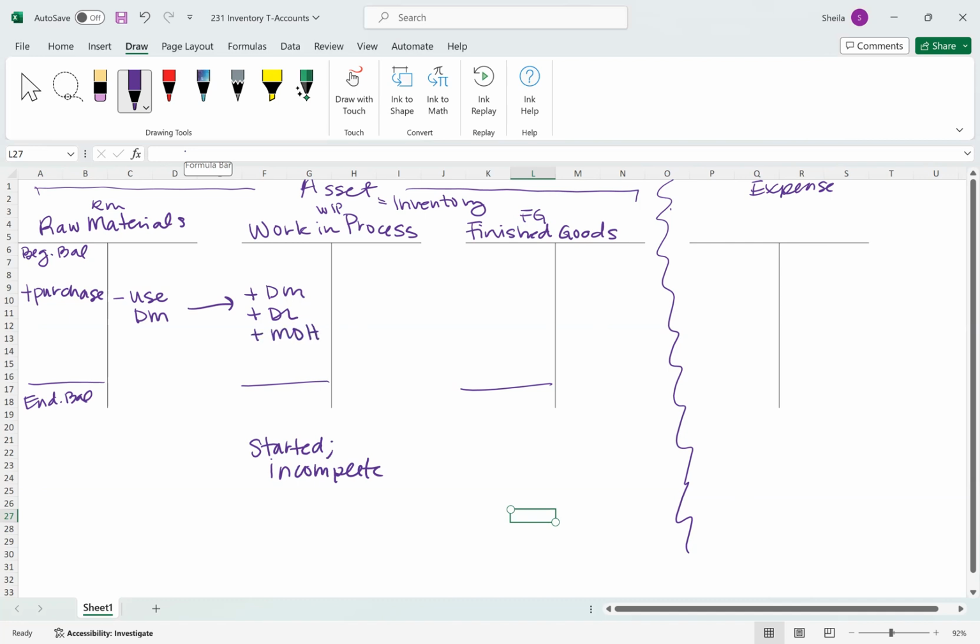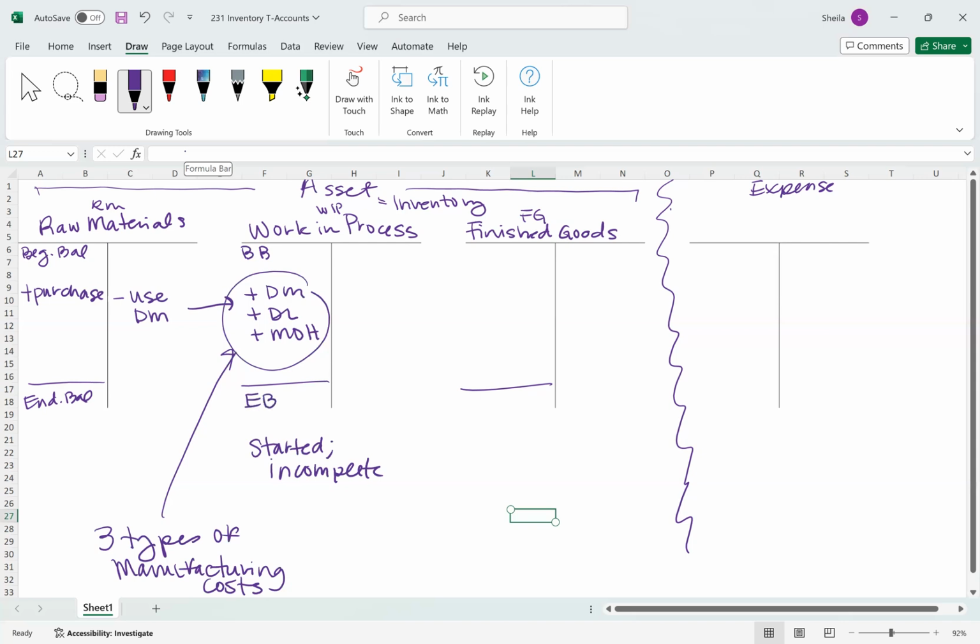So those are the three components, which if you remember, these are the three types of manufacturing costs. So manufacturing costs increase the work in process inventory asset account. Now, again, remember, these accounts are going to have a beginning balance and an ending balance.